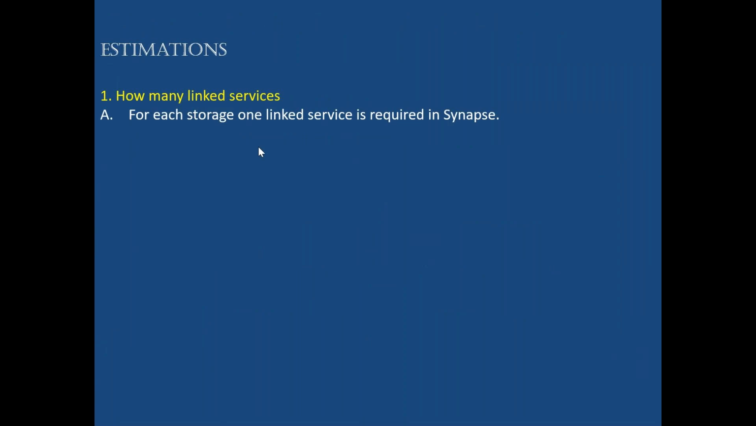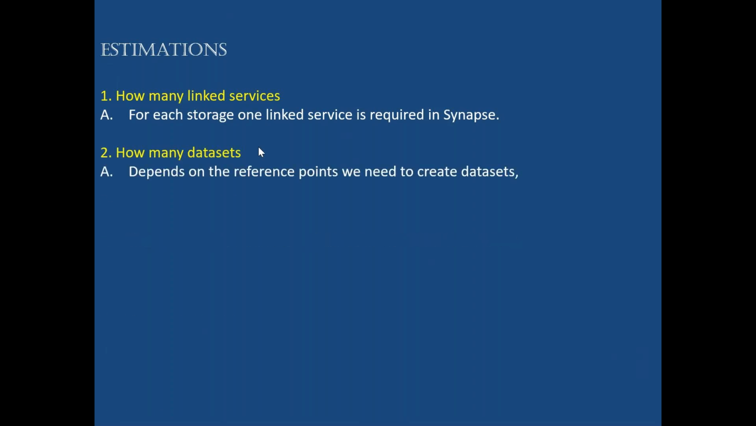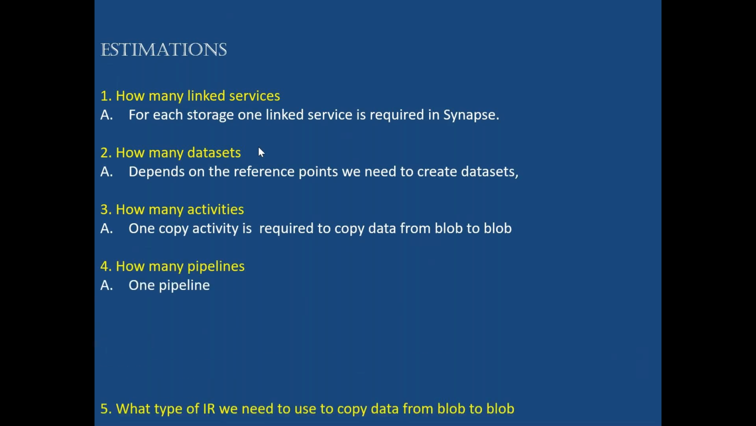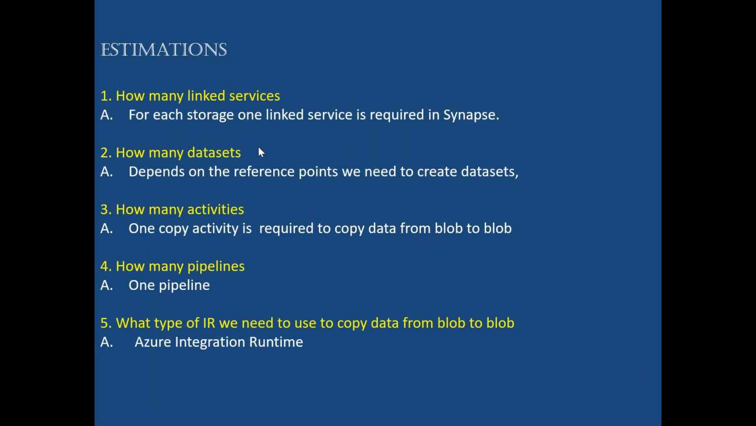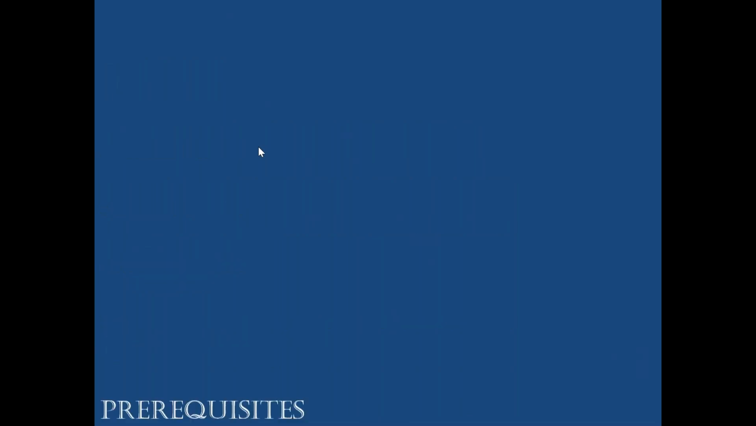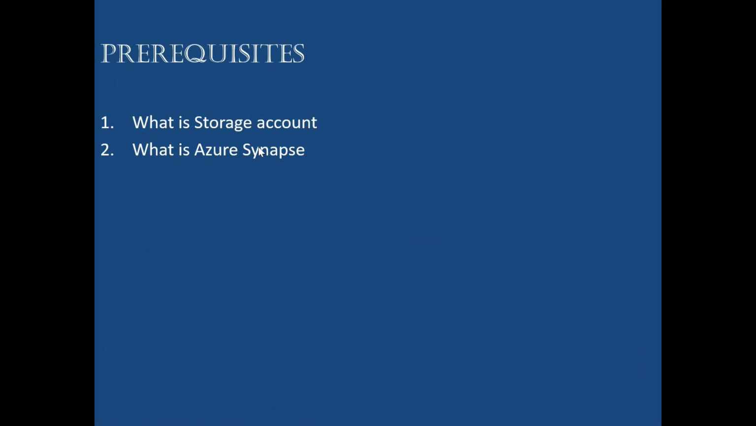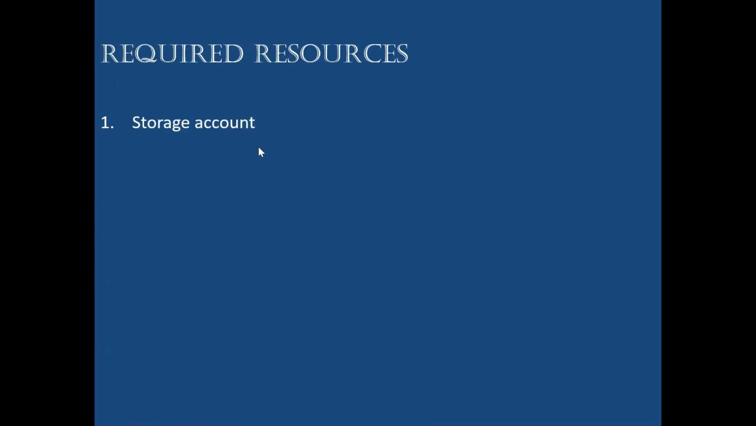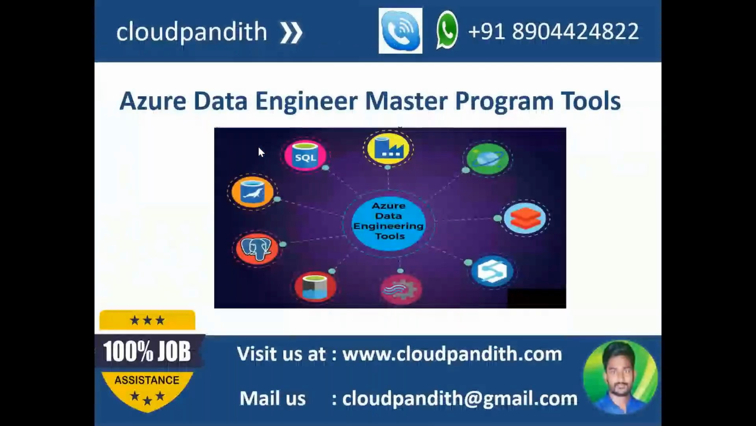We need two linked services because I am copying data from blob to blob. Two datasets, two linked services. One copy activity is enough. One pipeline. Azure integration runtime, we need to use it. You already know storage account, Azure Synapse, IaaS, all these things. Prerequisite: required resources are a storage account and Azure Synapse. Let's go and create a storage account and Azure Synapse.